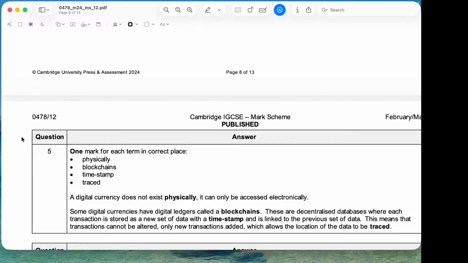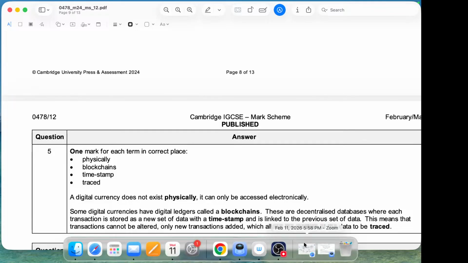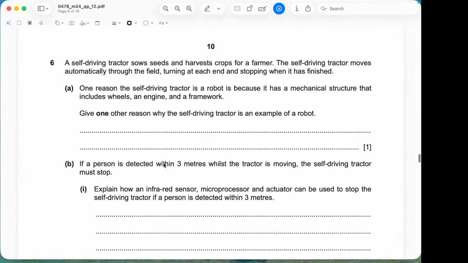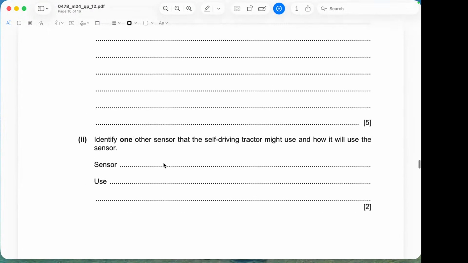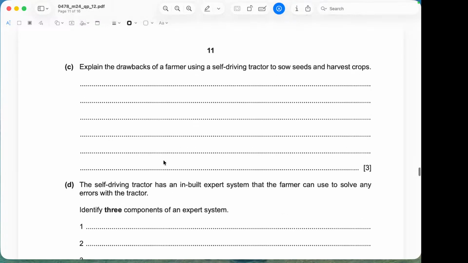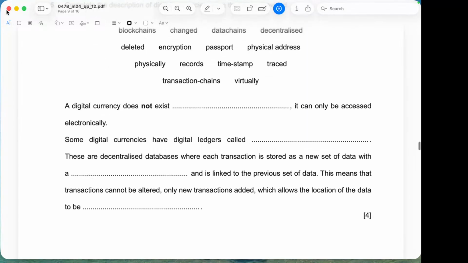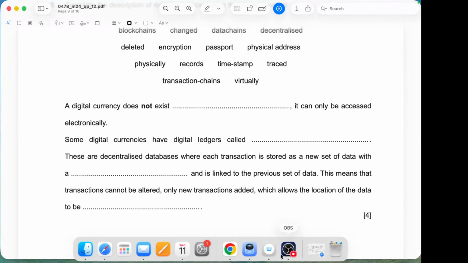We've run out of time, so we'll continue tomorrow and carry on. We've got the next question. Have we got a few questions here? A bit about AI, self-driving tractors, farmers. Oh, there's quite a few questions still, actually. So anyway, we'll continue tomorrow.